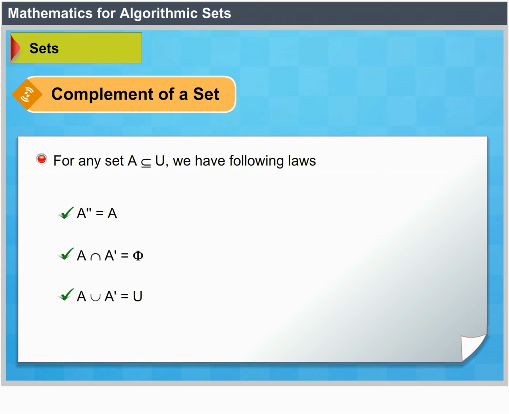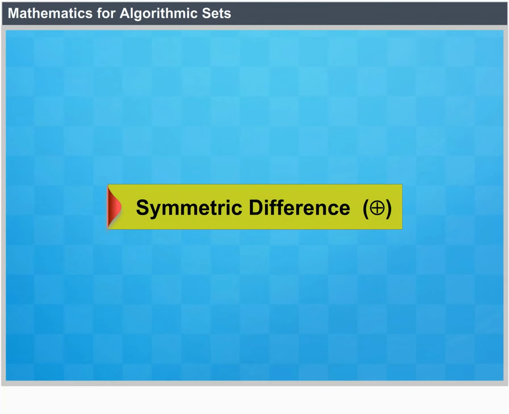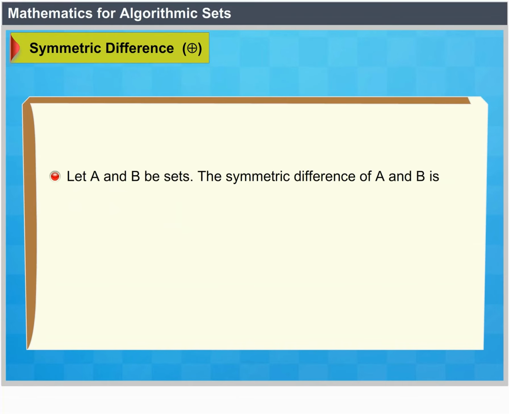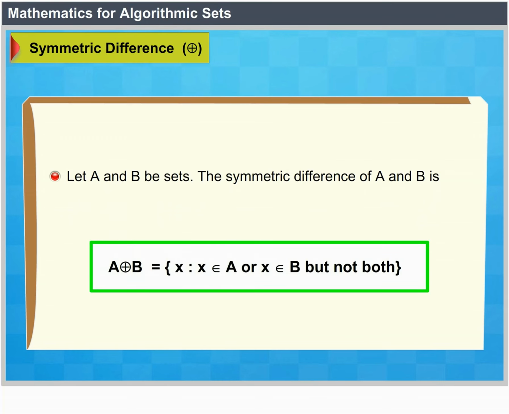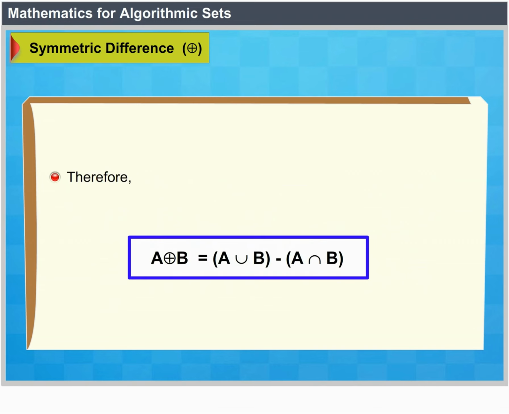Symmetric difference, ⊕ or XOR. Let A and B be sets. The symmetric difference of A and B is A ⊕ B, equal to {x such that x belongs to A or x belongs to B but not both}. Therefore, A ⊕ B is equal to A union B minus A intersection B.